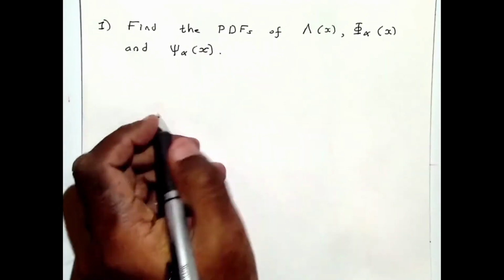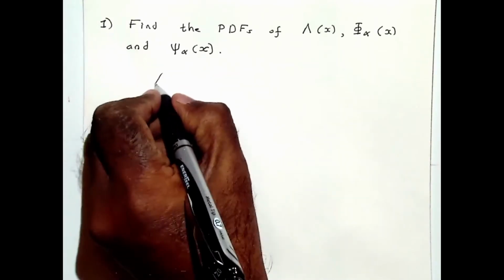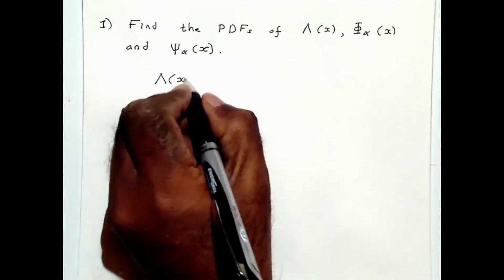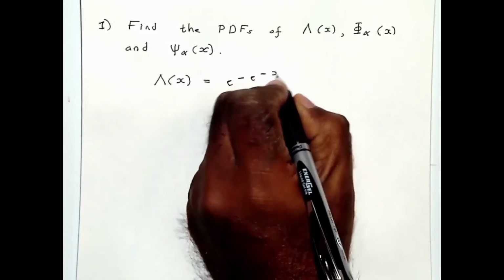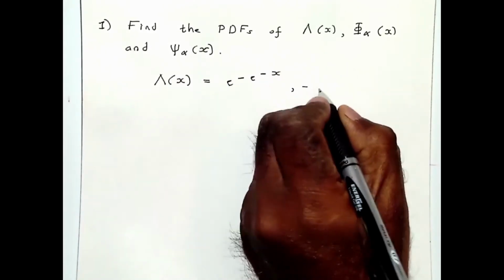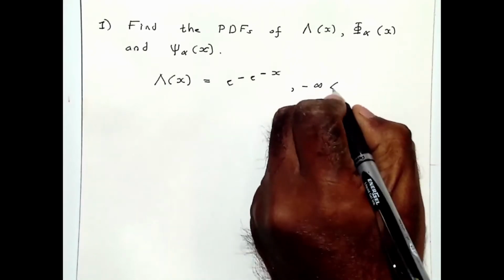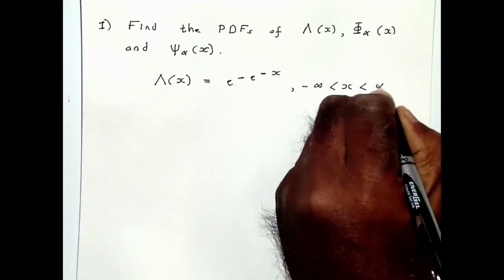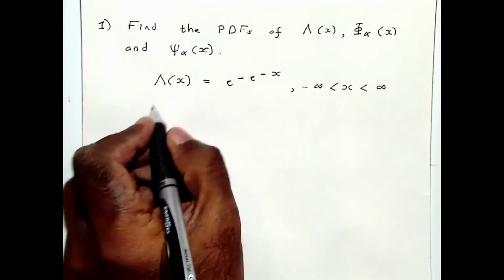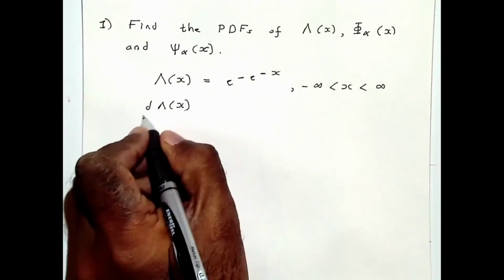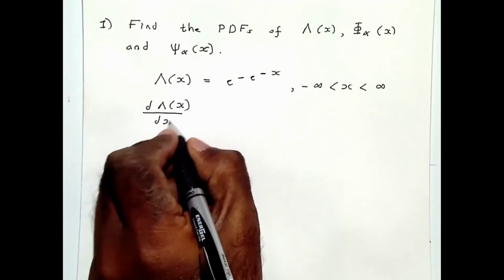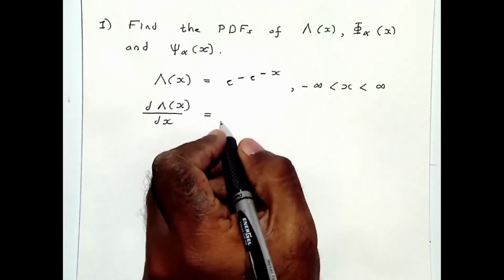Alright, so I'll start with the Gumbel CDF, which is given by this formula here, you may recall, for x from minus to plus infinity. Now you should differentiate this with respect to x, right? You will get the following.